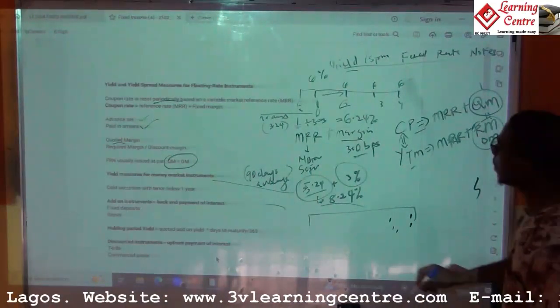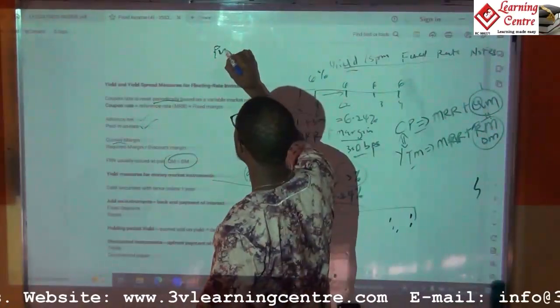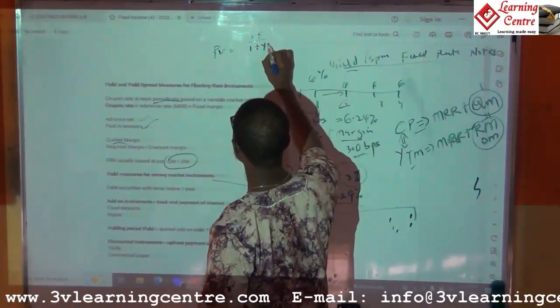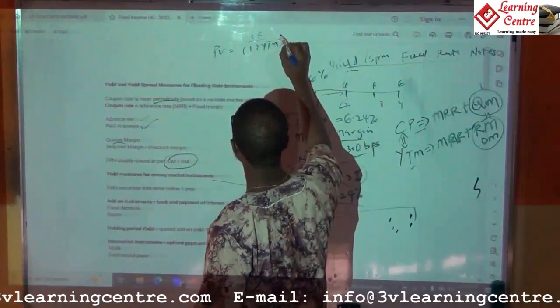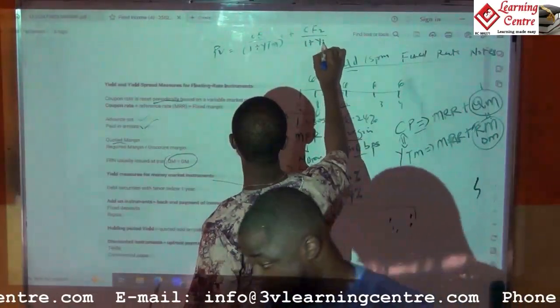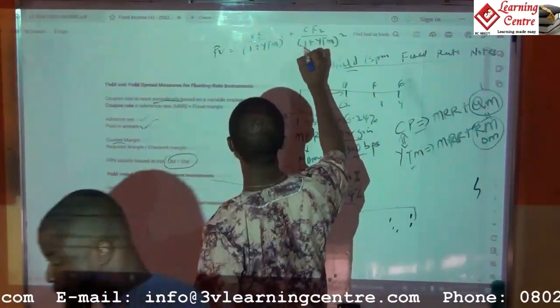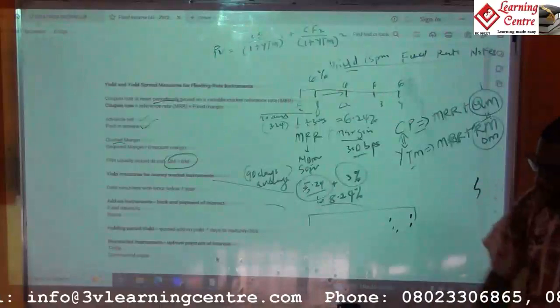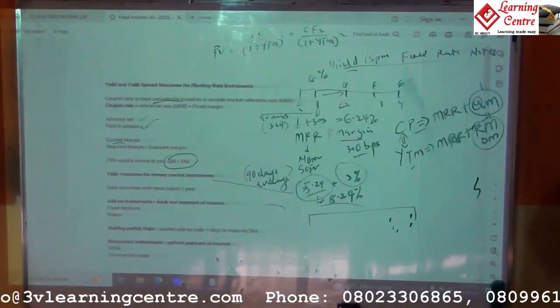Remember, we said PV of the bond is all these cash flows: cash flow 1 over 1 plus yield, plus cash flow 2 over 1 plus yield squared, and so on. So when we discount all these cash flows, we get the present value or the price of the bond.